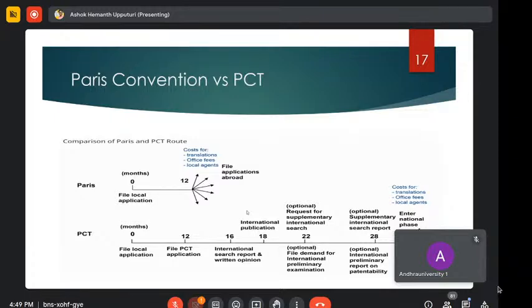Basically, in the international search report, they search for your novelty, I mean prior art. They search whether the invention you filed is novel or not, whether it is anticipated in any document anywhere else in the world, whether patent literature or non-patent literature. They will search the entire world, and they will also give the written opinion about your invention.